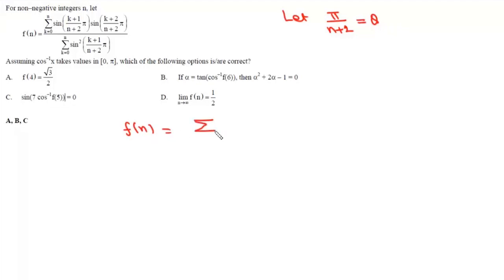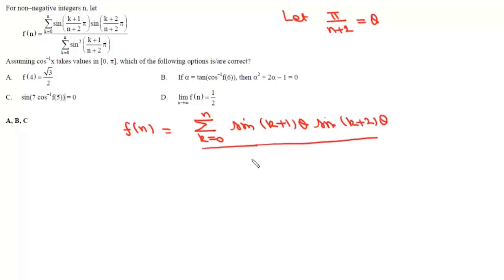So we'll actually write f_n as the summation k varies from 0 to n of sine (k plus 1) theta into sine (k plus 2) theta, whole divided by the summation k varies from 0 to n of sine square (k plus 1) theta. Now we'll multiply and divide it with 2.